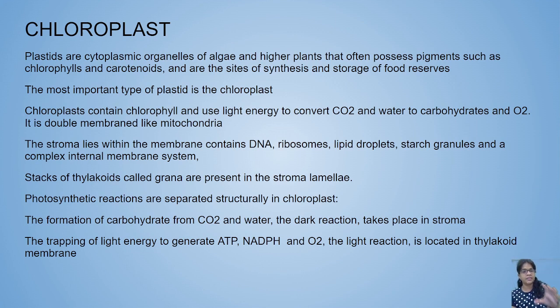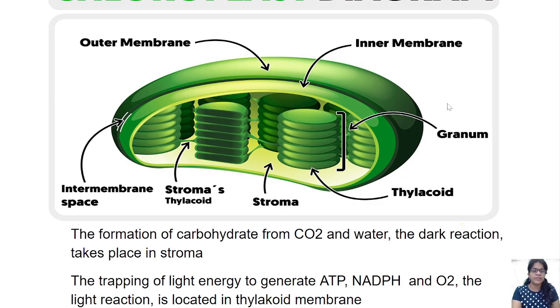Within the chloroplast itself, there are many regions where you come across the light reaction and the dark reaction. The formation of carbohydrate from the CO2 takes place in stroma, and the trapping of light energy to generate ATP and NADPH and oxygen, which is called a light reaction, occurs in the thylakoid membrane. This is the structure of your chloroplast. This is the outer membrane. These are the stacks of thylakoid, and this is where your light reaction happens. And this is the intermembrane space.